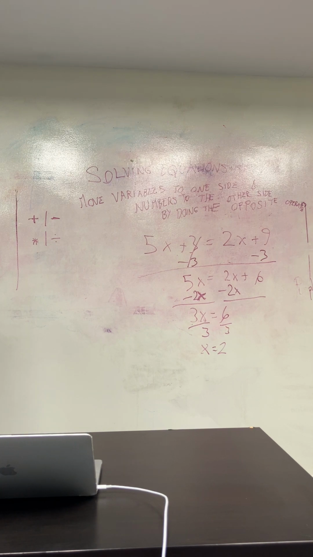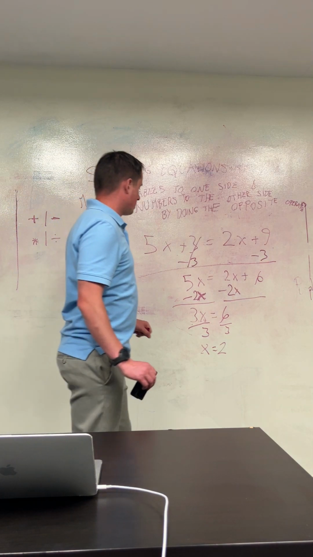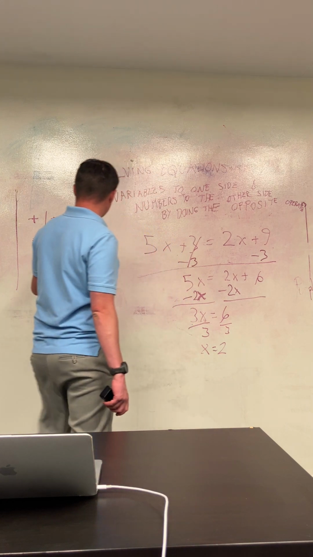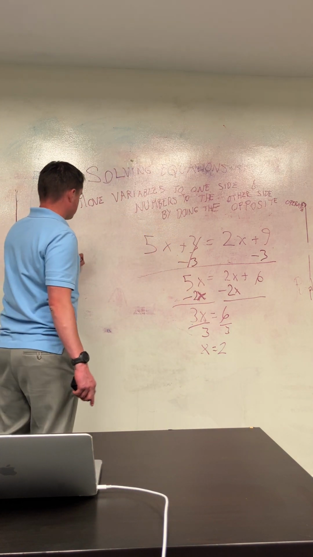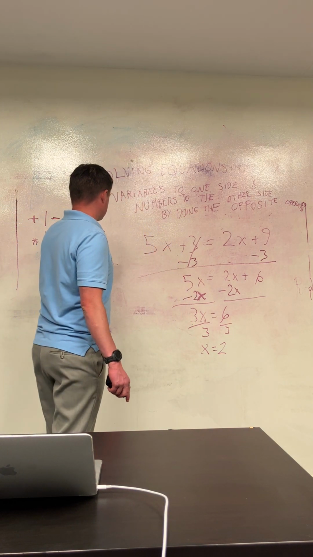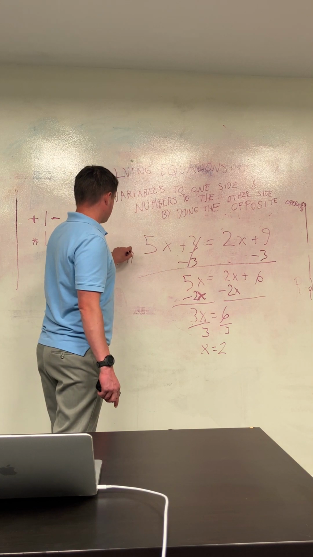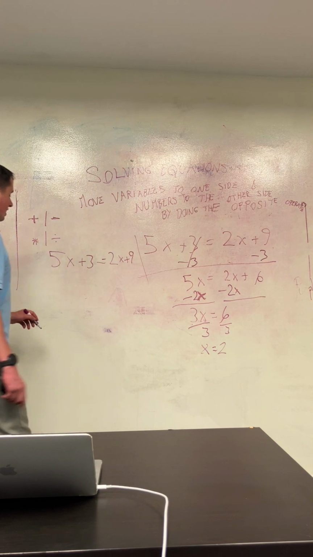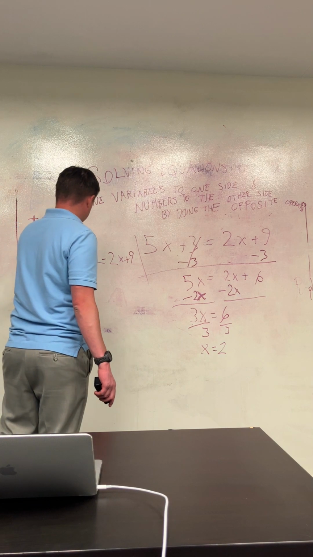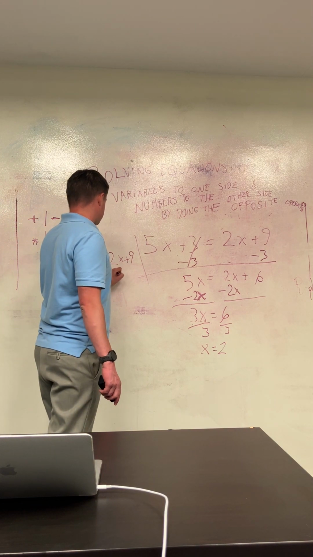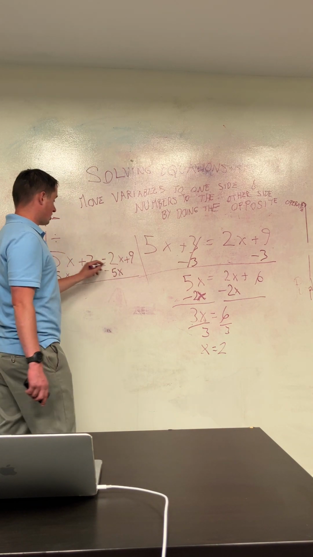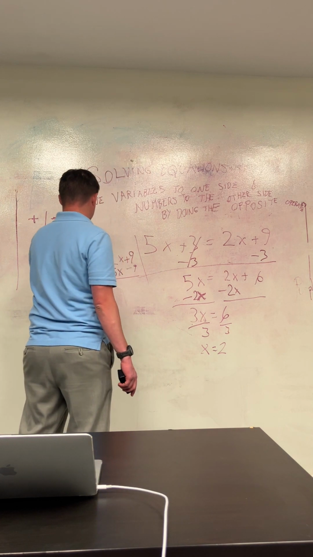So why did you cancel out the 2? Is it because the 2 is the smaller number versus the 5? Yeah, I could have done it this way: 5x plus 3 equals 2x plus 9. It would still equal the same answer. I could do minus 5x, but then I'd need to bring the numbers over here, so I'd have minus 9, minus 9.